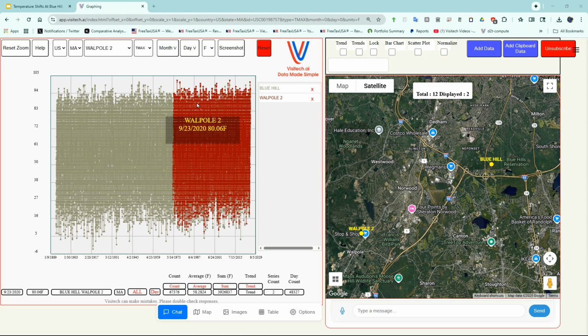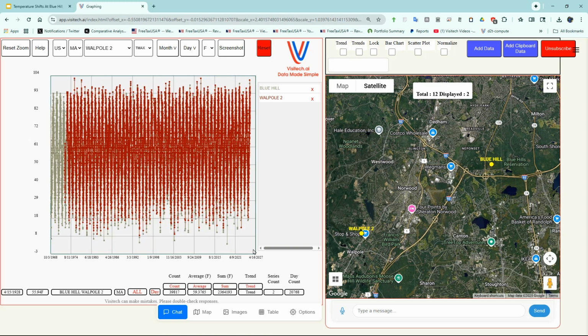The temperature records for Blue Hill are brown and the temperature records for Walpole are red. You can see that the thermometer record for Blue Hill is much longer, going back to the 1890s, whereas the one at Walpole only began around 1970. I'm just going to zoom in on the common region of the two graphs.